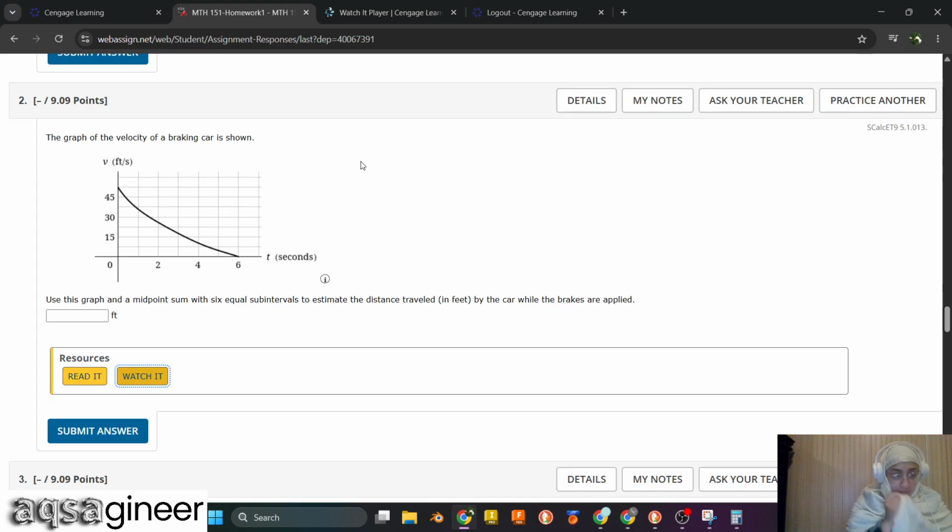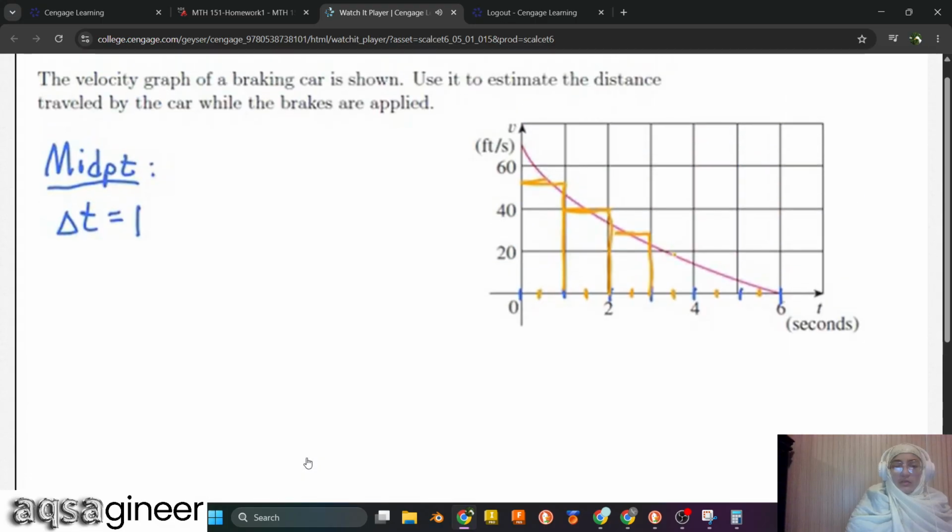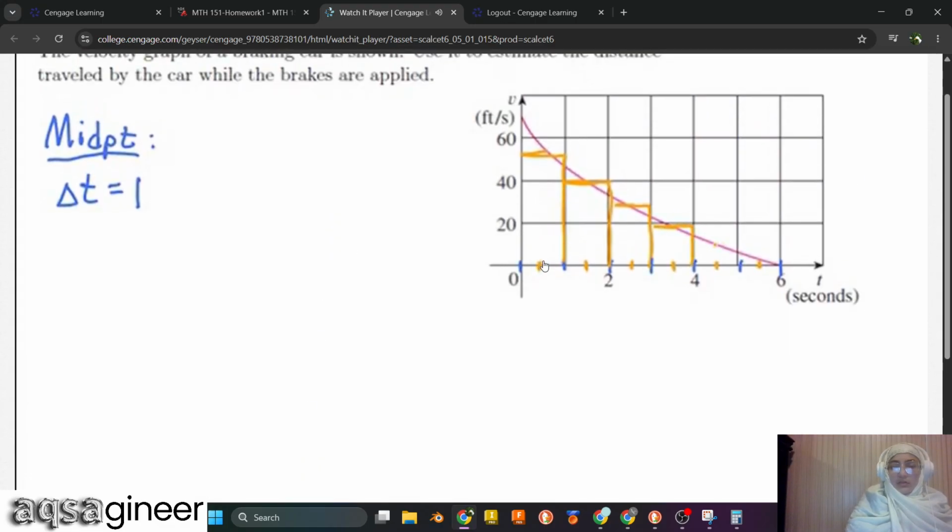Okay. Use this graph and a midpoint sum with 6 equal intervals. So it's times 1. Why did he multiply the velocity by 1? Why did he decide delta t is 1? Okay, 1. Alright, so there's a picture of what is going on using midpoints. 2 minus 1 is 1. 4 minus 3 is 1. Now let's try to read from the graph the areas of each.